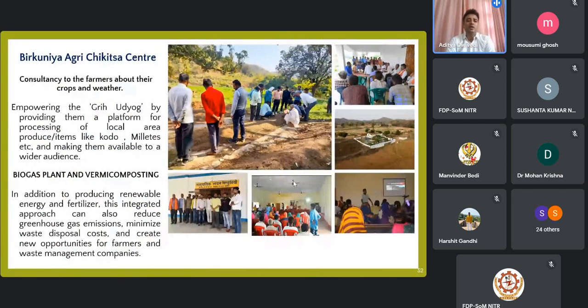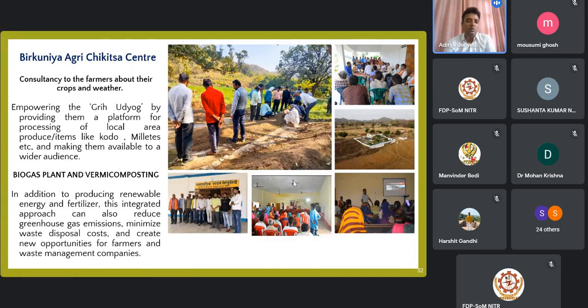Now this Birkunia Agri Chikitsa Center is a project that is being run with the help of the NCL IIT BHU Incubation Center. One startup is there, that is Agri Chikitsa. They are helping the villagers with recent scientific solutions for agriculture, like drone technology. They are introducing drone technology, lab testing of soil. They are informing about weather. All these things they are helping the farmers with.